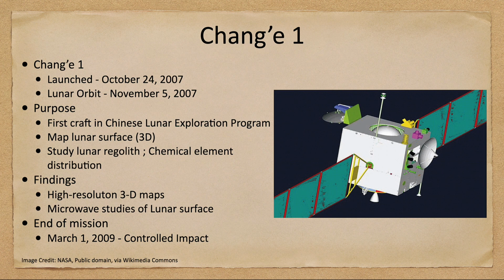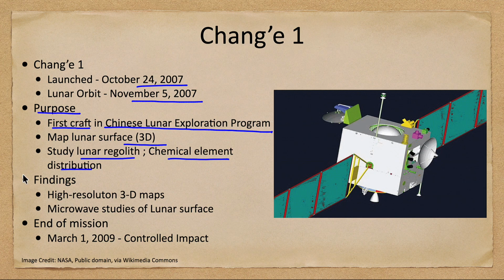So Chang-e 1 was launched in October of 2007 and reached lunar orbit in November of 2007, a little less than 2 weeks later. Its purpose was as an example of the first craft in what is called the Chinese Lunar Exploration Program, and it was designed to map the lunar surface in 3 dimensions. In addition, it would study the lunar soil and the chemical element distribution from orbit.